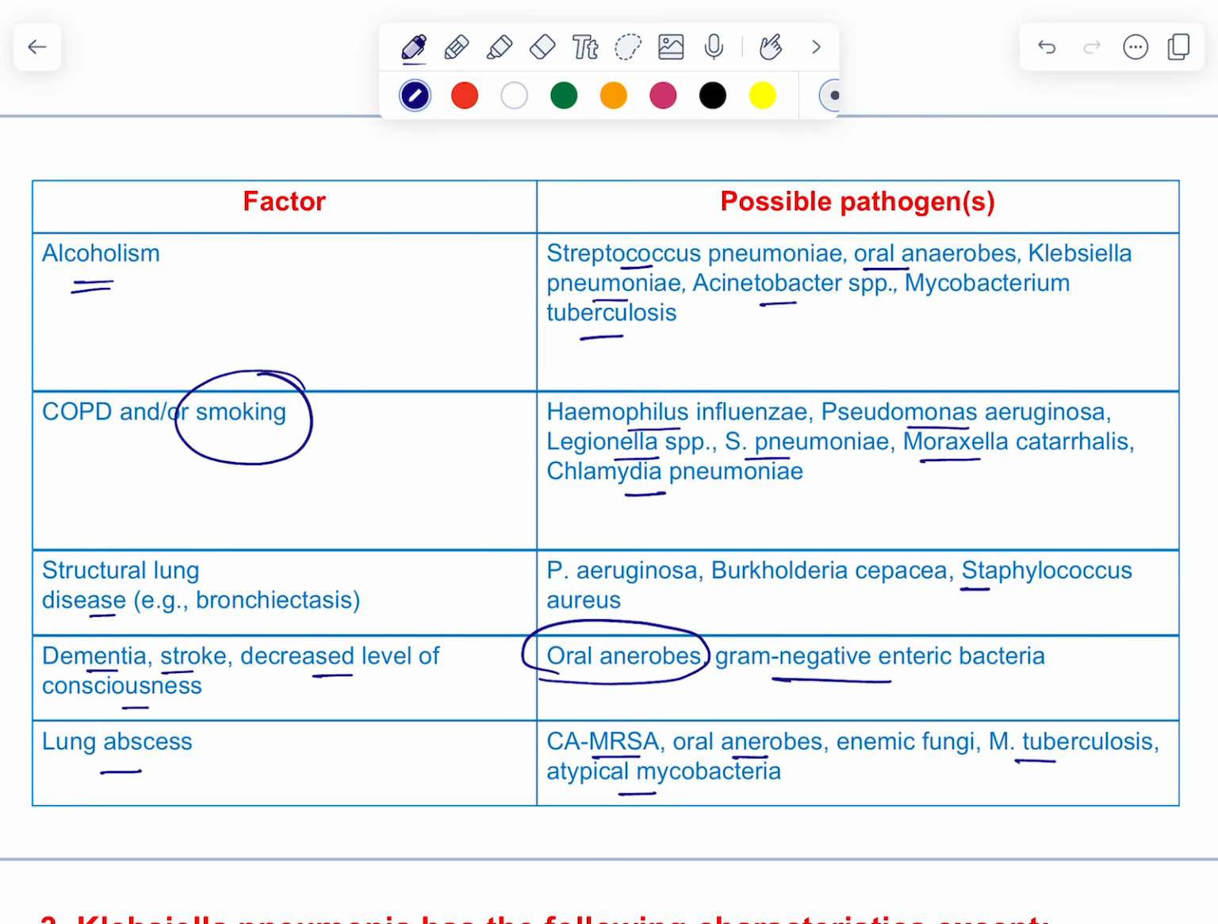So this entire table is very, very important. This is the risk factor and then the possible pathogen, because in clinical scenarios where you are not able to do a culture and sensitivity, or in a clinical setup where culture and sensitivity is not available, in such cases, depending upon the risk factor, you need to think of the pathogen and accordingly you need to choose the antibiotic. So this particular table becomes very, very important.